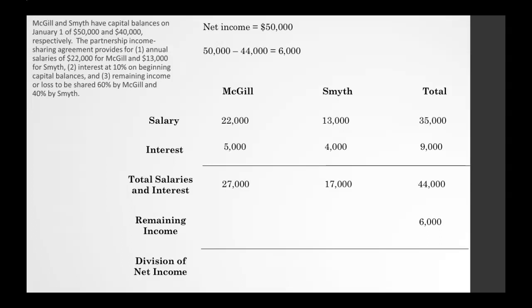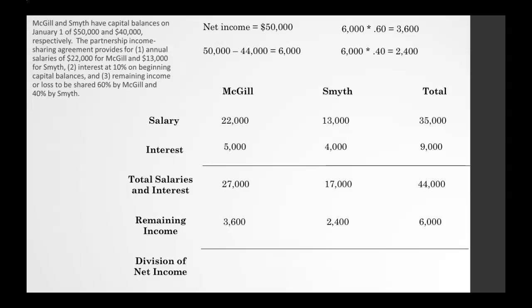This $6,000, this is what's being split 60-40. So we take 6,000 times 60% and we find 3,600. That's what's going to be going to McGill. Smith gets 40%, so we take the 6,000 times 0.4, and Smith gets that 2,400.